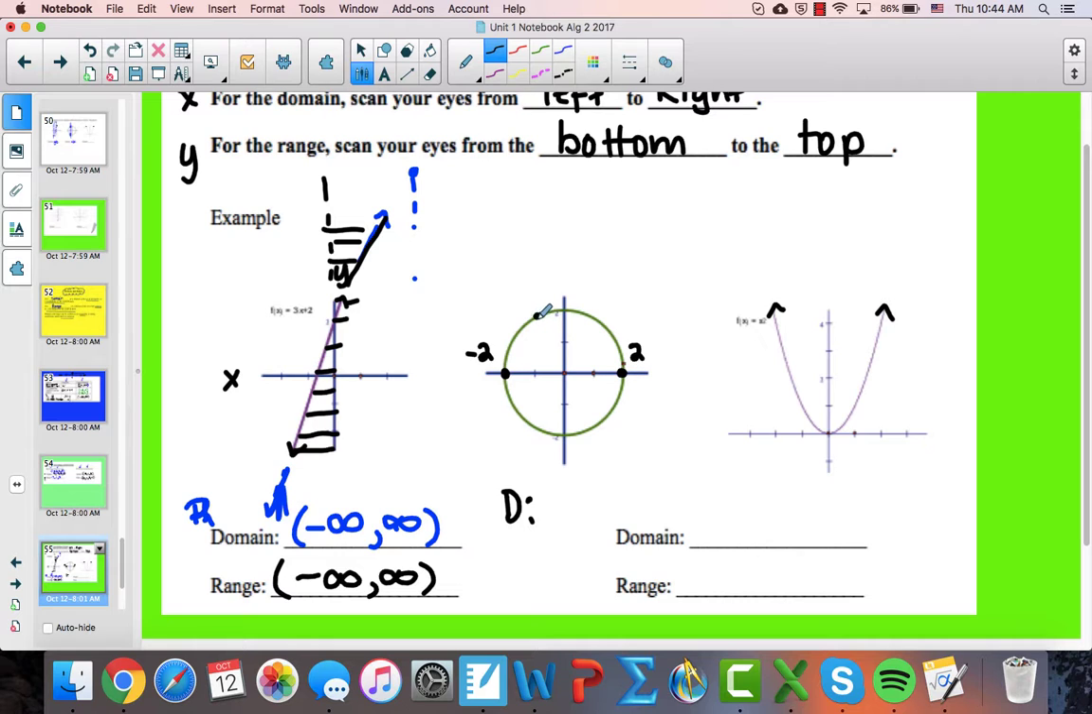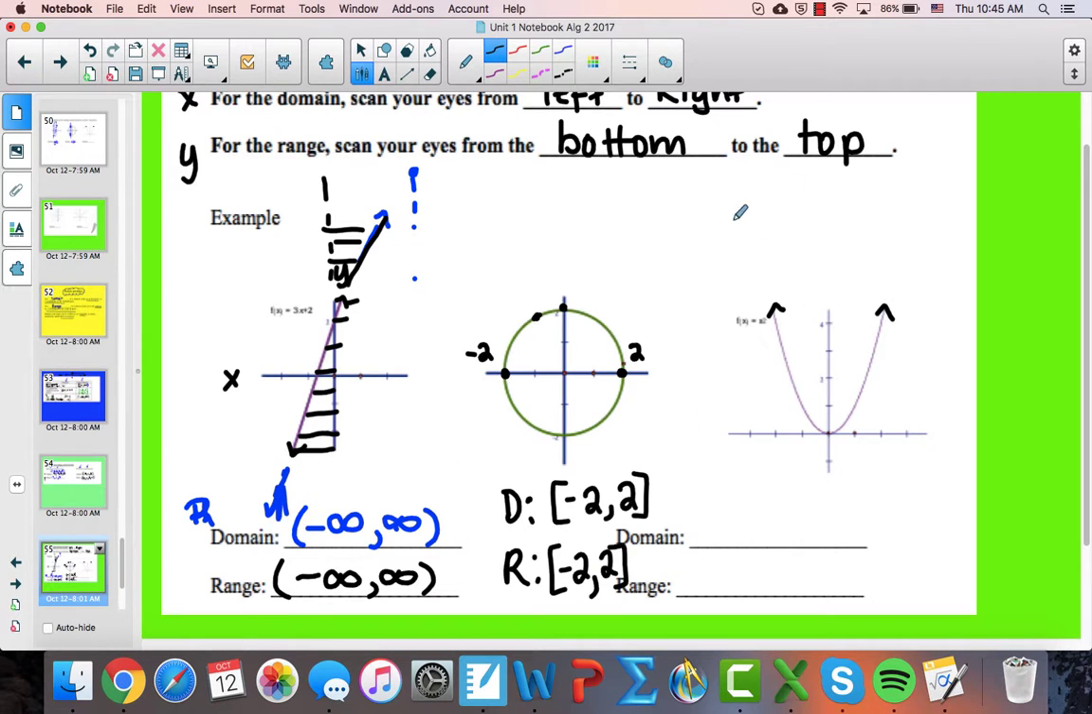Because think of this point right here. Isn't that -1 and some value just below 2? So that would be hard bracket, because it includes -2, all the way to 2, and it includes it. Now for range, we scan our graph from the bottom up. So again, it starts at -2, and it goes all the way to 2. So that would be my range. I'm sorry, I forgot to put the domain and range spot in there for you on that one.